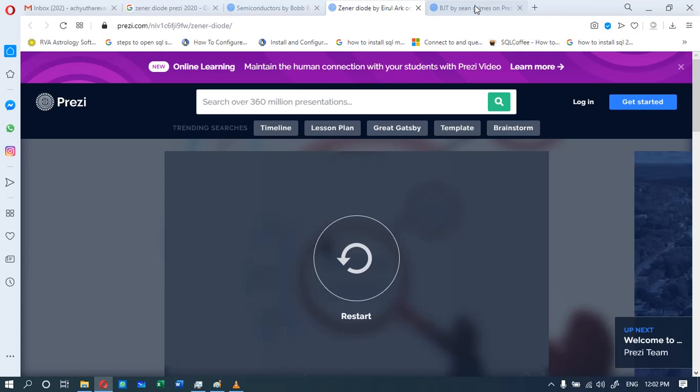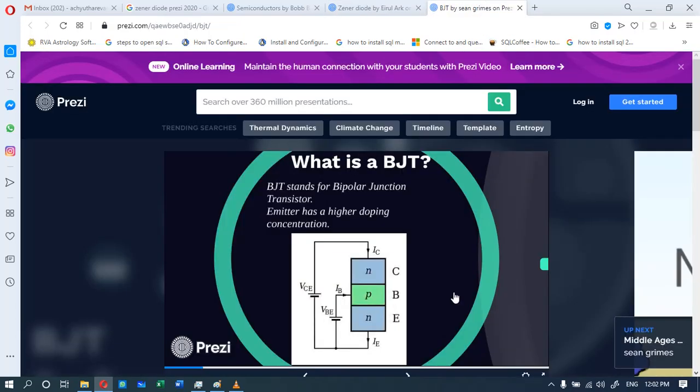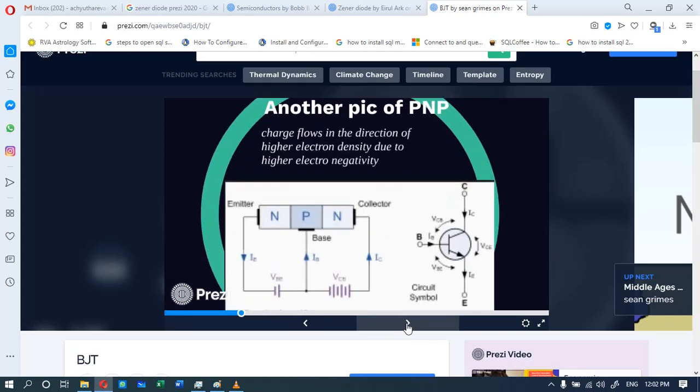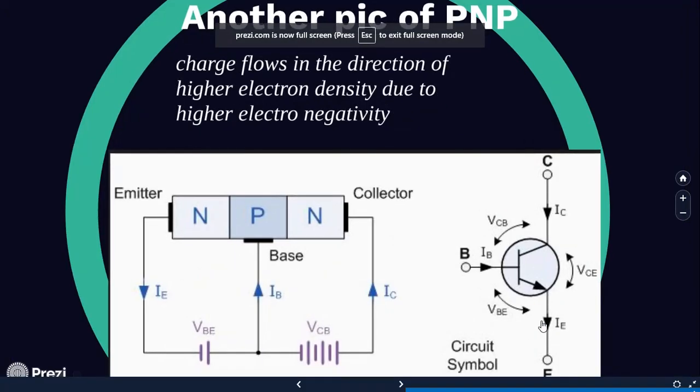Now the next concept of the PN junction diode: when we add PN junction diodes back to back, we get nothing but a transistor. Already we have defined what a transistor is. Transistor is nothing but transfer of resistor, an element which is developed depending upon the transfer of resistor. We call it a transistor. So what is the transistor? This is exactly a transistor.